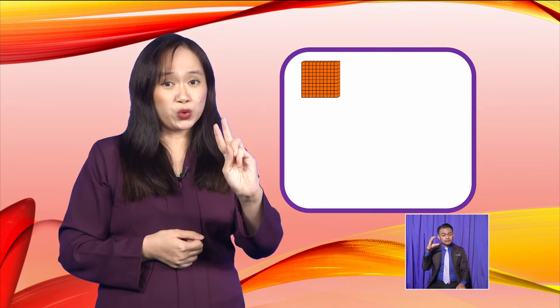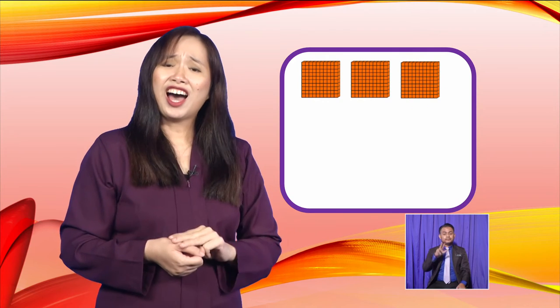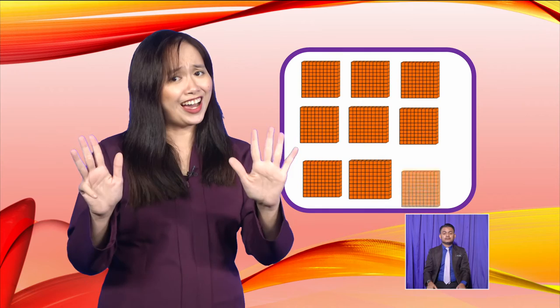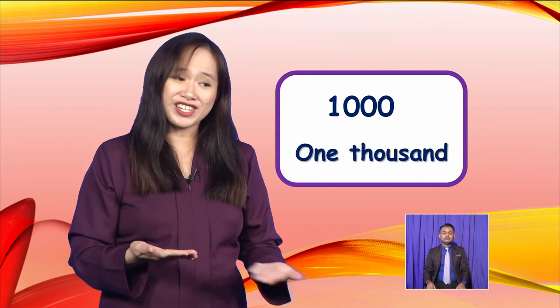Now, let's count these blocks of hundreds up to 1,000. 100, 200, 300, 400, 500, 600, 700, 800, 900, 1,000. This is how 1,000 looks like in numerals. And this is how it's written in words. This is the place value for every digit in the number 1,000.